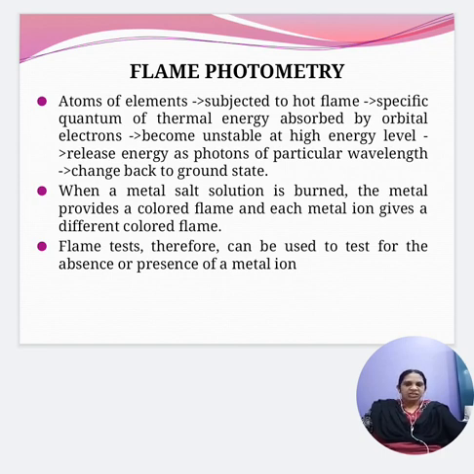When a metal salt or solution is burned, the metal provides a colored flame, and each metal ion gives a different colored flame. The color of the flame is different for different elements. So based upon the color, you can find out which element is present in that sample.